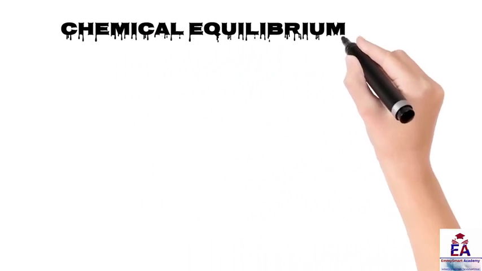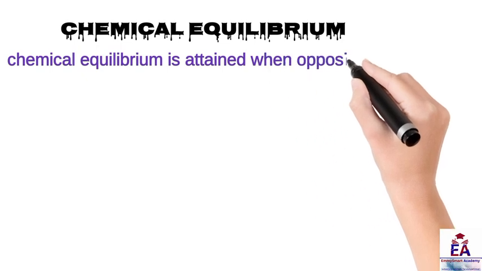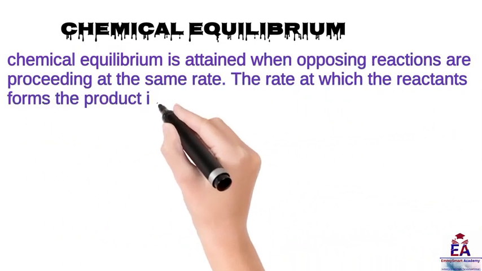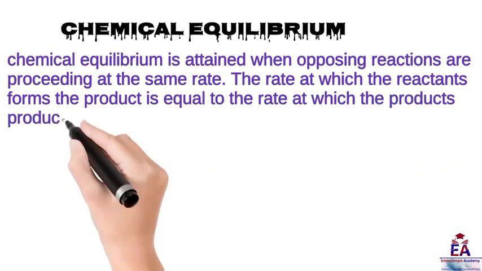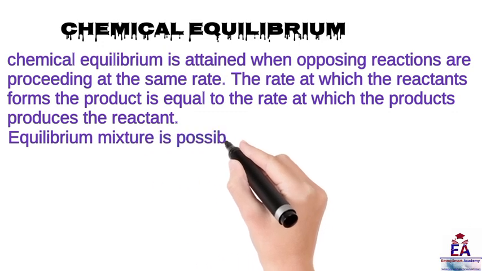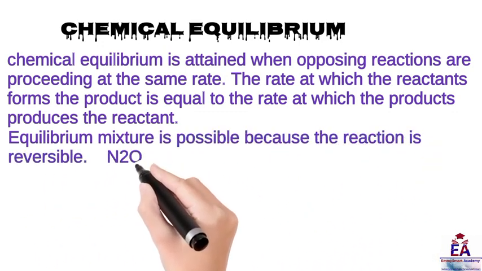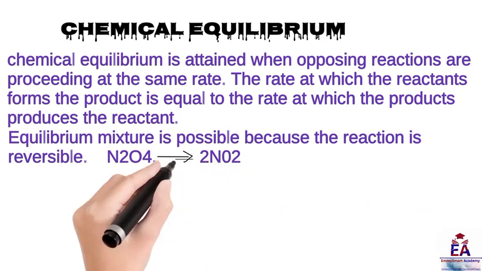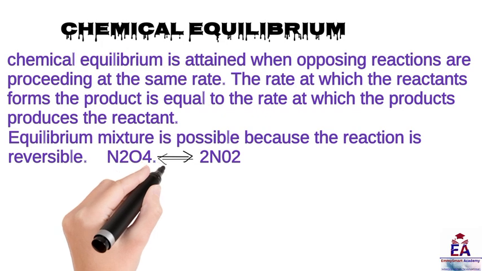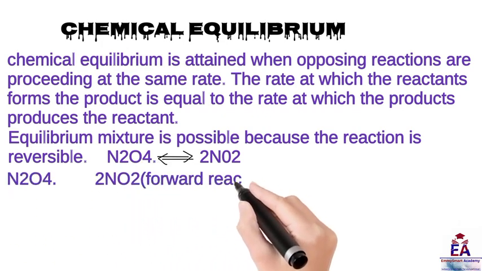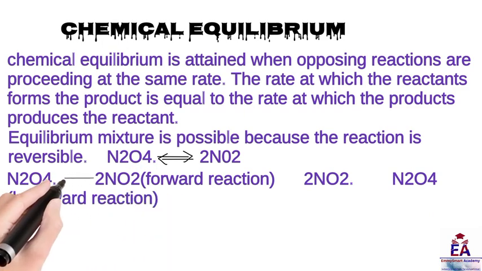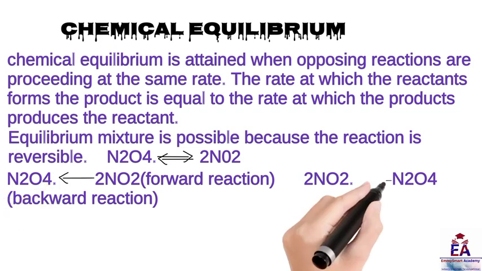Alright, we want to talk about chemical equilibrium. So chemical equilibrium, we said, is attained when opposing reactions are proceeding at the same rate. So the rate at which the reactants form the product is equal to the rate at which the products produce the reactant. When we have this condition, we call it chemical equilibrium. An equilibrium mixture is possible because the reaction is reversible, so the forward reaction is equal to the backward reaction.